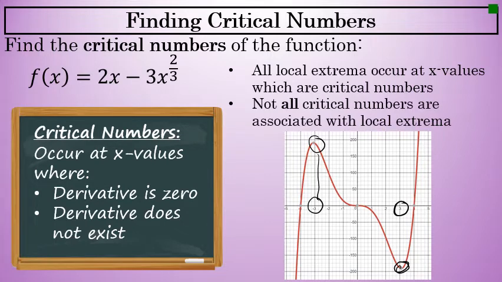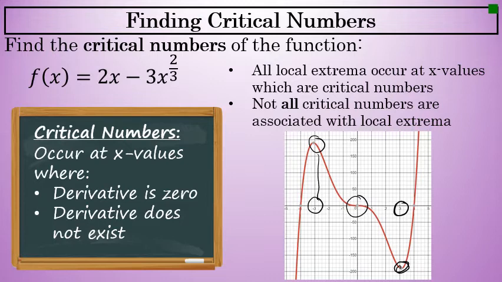However, not all critical numbers are associated with local extrema. For example, the function with the associated graph has a critical number at x equals 0, but as you can see, there is not a max or a min at this point.